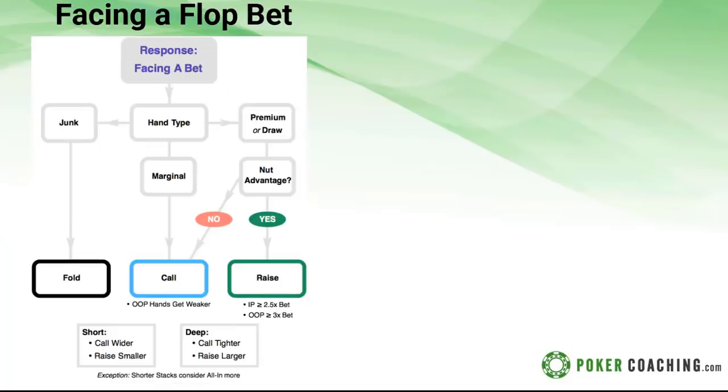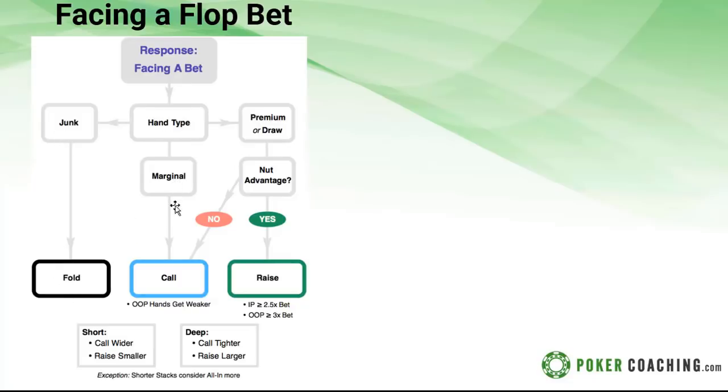Next, facing a flop bet. Another image from the course. So this is when our opponent bets. Pretty much, position does not matter all that much in this instance, besides, you get to defend wider when you're in position. So first things first, facing a bet, what is our hand type? Do we have junk? If we have junk, just fold. Clean and easy, huh? You have junk, don't play.